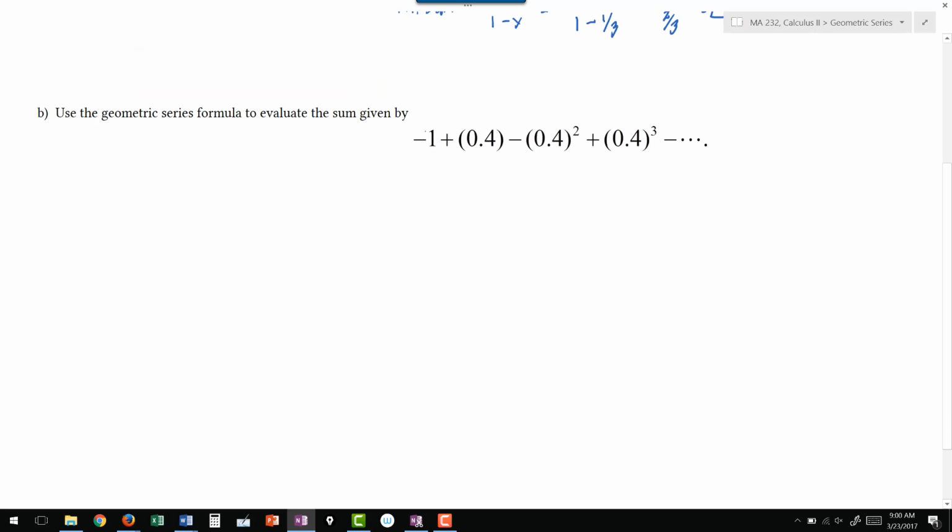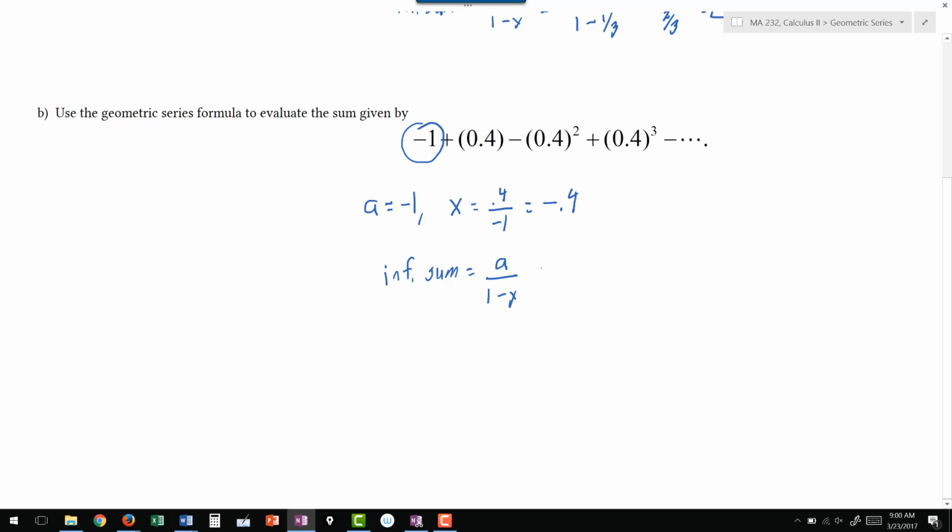In our next example, we again have an infinite geometric series. A is the first term, that's equal to minus 1. And then x is the thing we multiply by to get from one term to the next. To get from minus 1 to 0.4, we would have to multiply by minus 0.4. We can also just figure that out by dividing successive terms. So I've done 0.4, which is the second term, divided by negative 1, which is the first term. That gives me my minus 0.4.